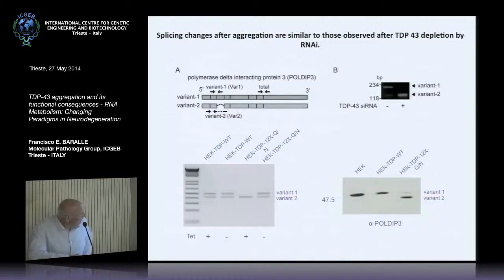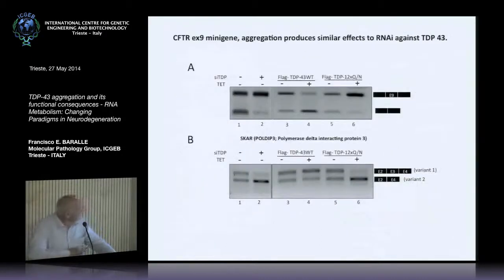So these aggregates are affecting splicing. The same is valid for the CFTR exon 9 test. Here you have the si, and when you have the aggregates, the situation is identical to the si.